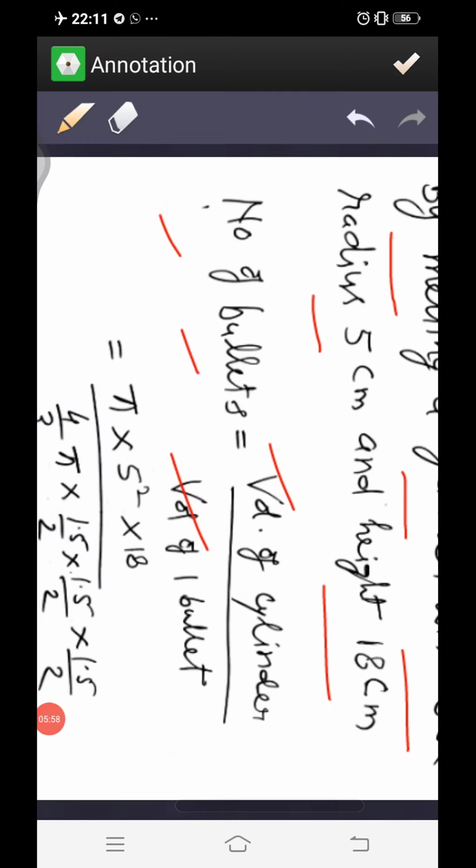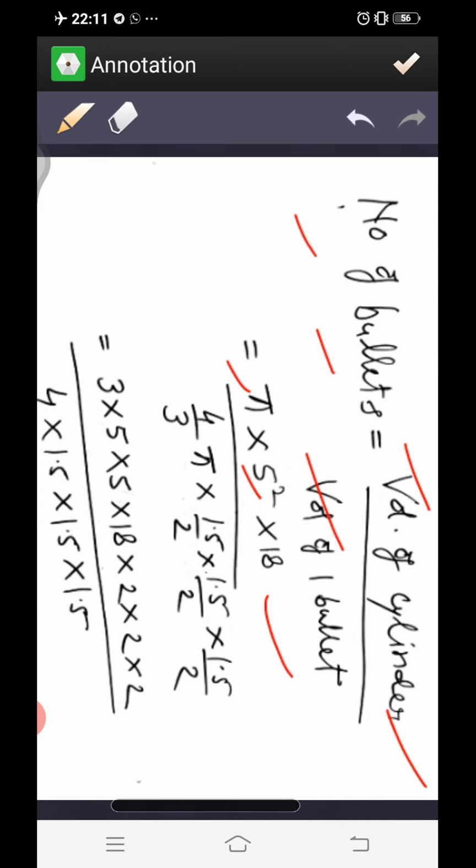The volume of the cylinder is pi r square h, radius of the cylinder is given 5, so we put 5 square into height, that is 18 centimeter. And the volume of one bullet, the bullet is spherical, so the volume of the spherical bullet is 4 by 3 pi r cube. The diameter is given 1.5, so the radius will be 1.5 upon 2, so 1.5 upon 2 into 1.5 upon 2 into 1.5 upon 2.